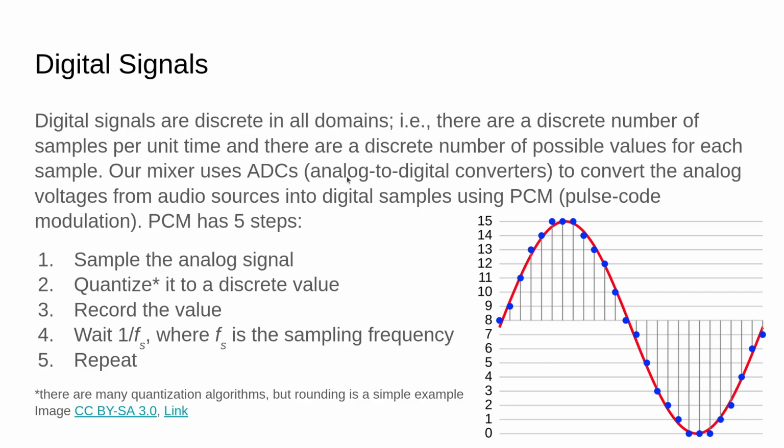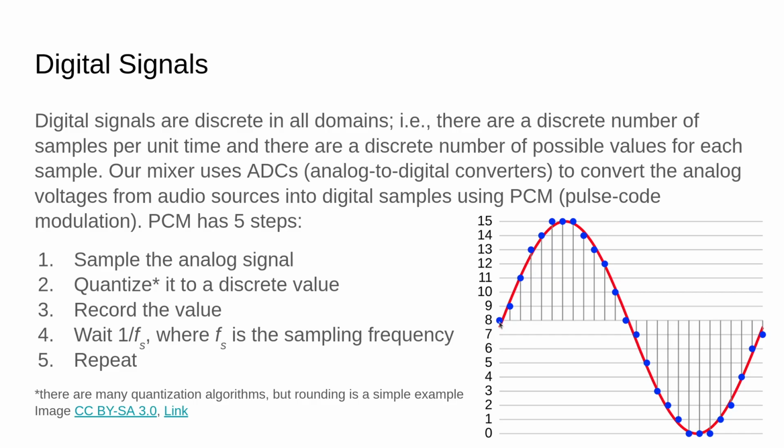Our mixer uses analog to digital converters, ADCs, to convert this analog signal, in this case an analog voltage, so what's represented by this red line, from audio sources into digital samples, these blue points, using PCM. And I've kind of written it out in a technical way here, but if you look at the graphic, hopefully it's understandable. All it does is it takes a sample of this red line, so in this case it recorded 8. It quantized it to a discrete value. For the purposes of this presentation, you can think of that as rounding.